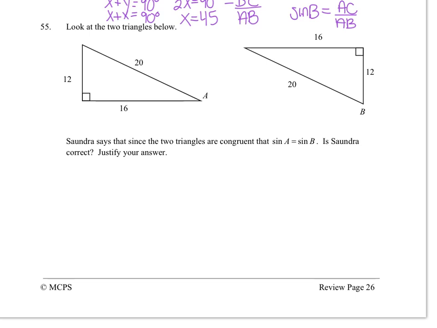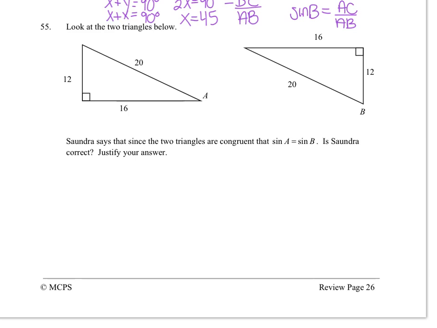Question number 55 says, look at the two triangles below. We've got a right angle with a leg of 16 and a leg of 12, and they both have a hypotenuse of 20. Sandra says that since the two triangles are congruent, she believes that sine A equals sine B. Is Sandra correct? Justify your answer.